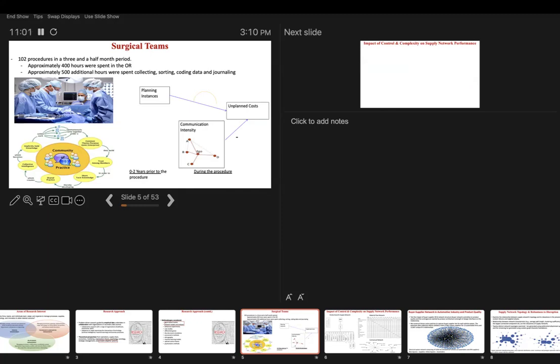And then our basic question was, if they were planning in a certain way 2 years before the surgery happened, does that impact the unplanned cost? Unplanned cost in the sense of extra supplies that are being brought in, or a nurse having to go out to get the supplies because they're not there. Sometimes what you need is not there in the tray, so you have to go out and get it. So is that connected? And the next one was what happens about the communication intensity, especially the network density of communication among all these people.